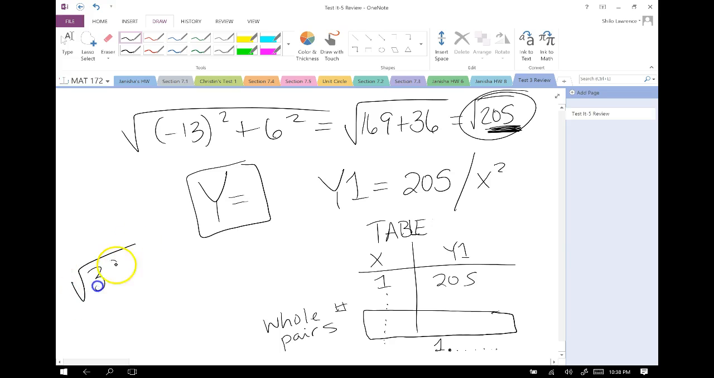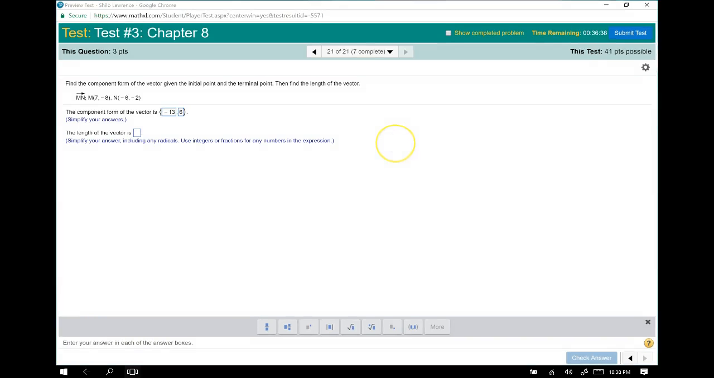Do square root of 384. That one does simplify. And I'm going to go back real quick and put in square root 205.